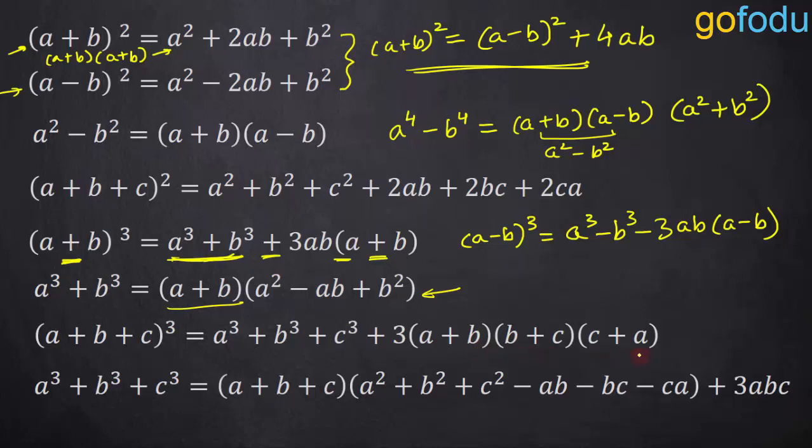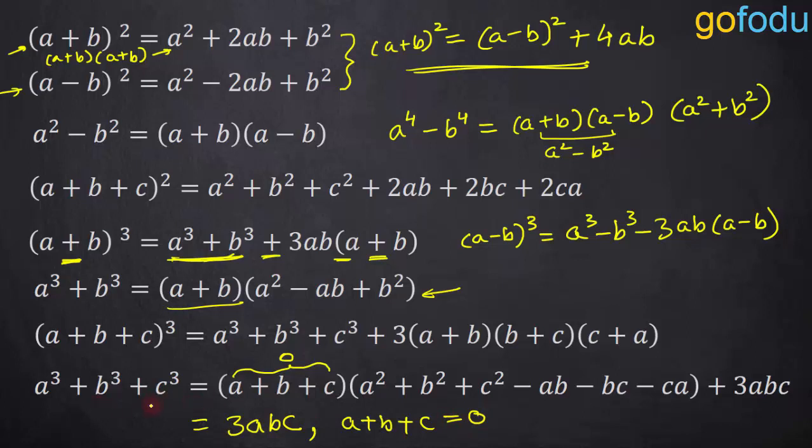Pretty similar, right? Last but not the least, A cube plus B cube plus C cube minus 3ABC is equal to A plus B plus C into A square plus B square plus C square minus AB minus BC minus CA. Now, this formula is okay, not that important. What is more important is a deduction from this formula, that when A plus B plus C is equal to 0, 0 multiplied by this one, this whole will become 0. So, what remains is A cube plus B cube plus C cube equals 3ABC.